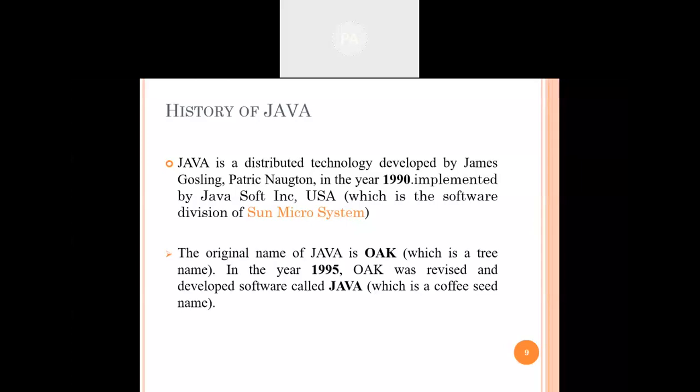So the history of Java, now onwards we'll discuss the history, and we'll discuss the author of Java, that is James Gosling, and after that we'll discuss some important features with an example. So we'll discuss that. The first one is the history of Java.